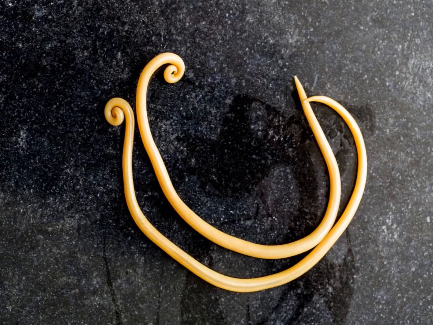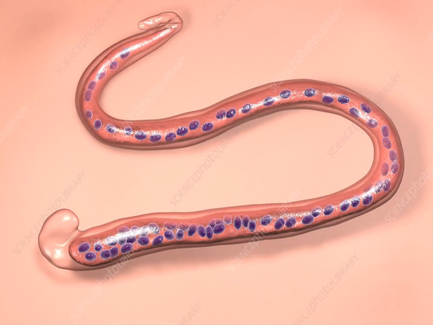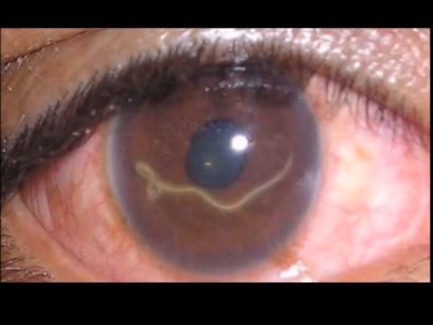The examples are Ascaris, which is an intestinal worm. You have the filarial worm, which normally infects the skin. And we have the eye worm, which is also called Loa loa.